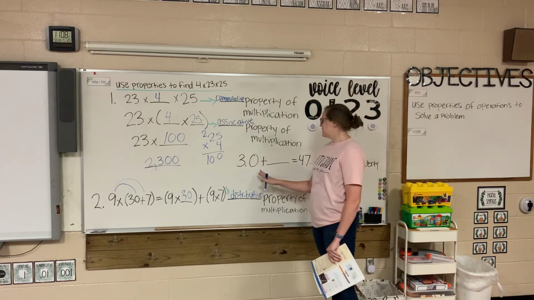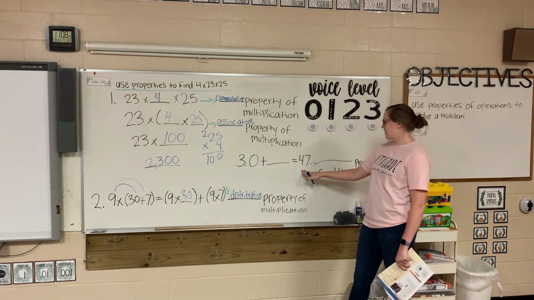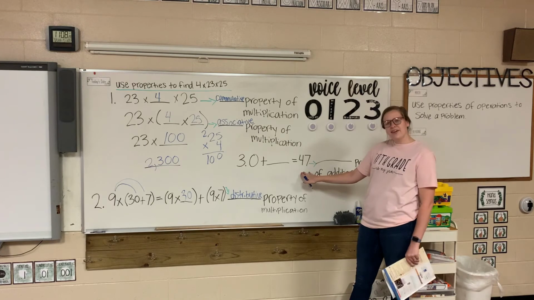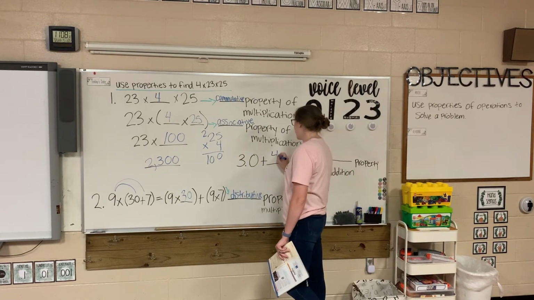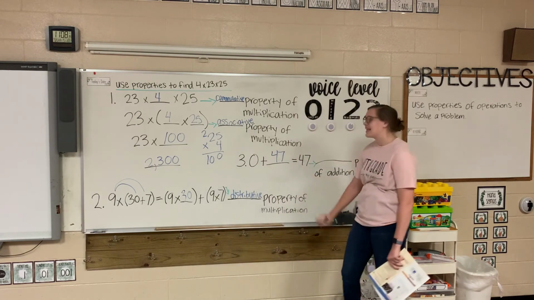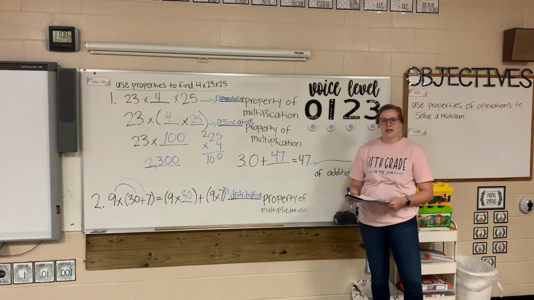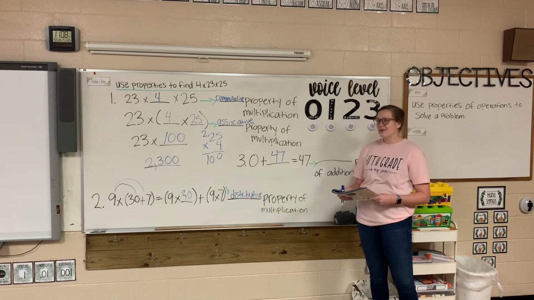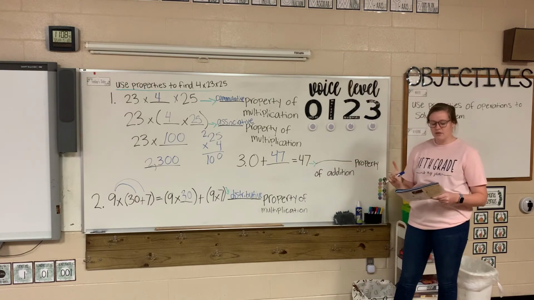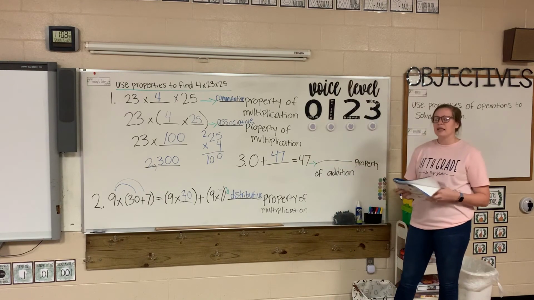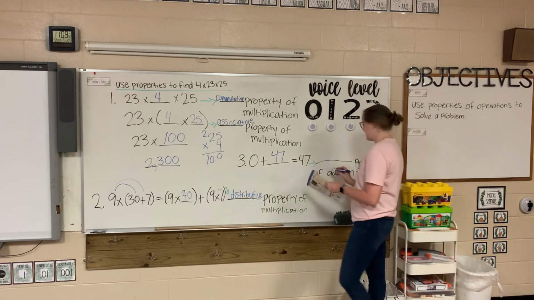Problem 3 says 0 plus blank equals 47. What plus 0 equals 47? That's right. 0 plus 47 is 47. What property of addition did we talk about that was like that? Any number plus 0 equals itself. Was that the commutative, associative, or identity property? Awesome job, y'all. That was the identity property.